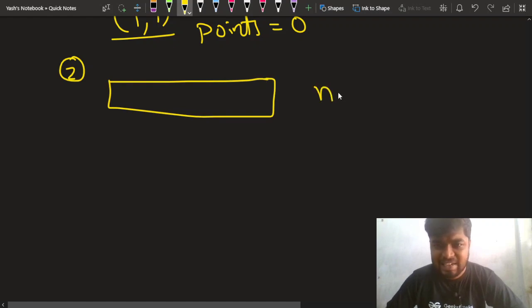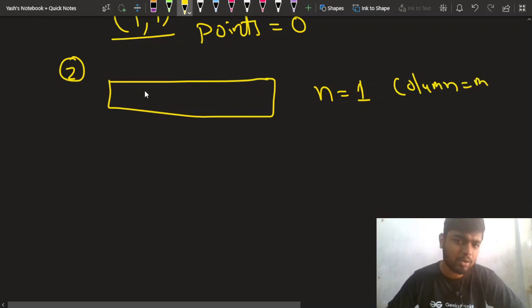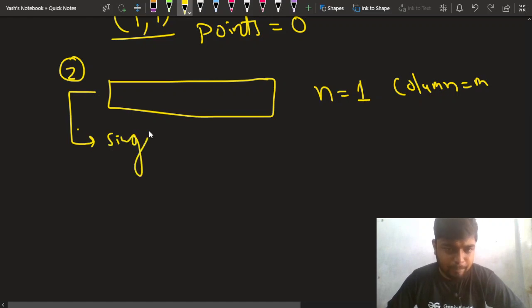If the value of n is equal to 1 and the column is m, so there is only one row, right? This is a single row. If there is a single row only, and let's say the computer chooses some random cell, let's say this.